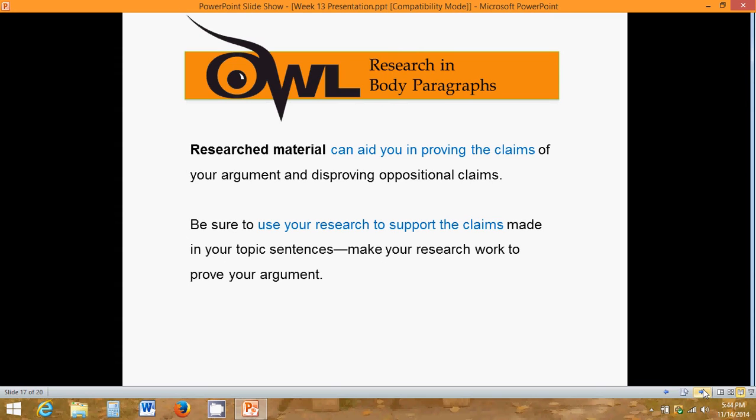But when you are integrating research material, that should happen in the body of your paper. When you're thinking about sharing your organization plan, you could even stick in some of your research, like, oh, I think this one would work out here. And that can help you in terms of when you start to write your paper as well. But research material can aid you in proving the claims of your argument and disproving opposition's claims. Be sure that you use your research to support claims made in your topic sentences. So the research that you want to integrate into your paper should relate to the overall topic of a paragraph. Remember, it's working to prove what you have to say rather than take the place of what you have to say.